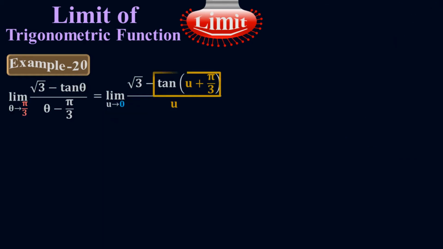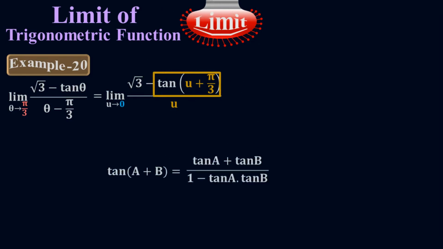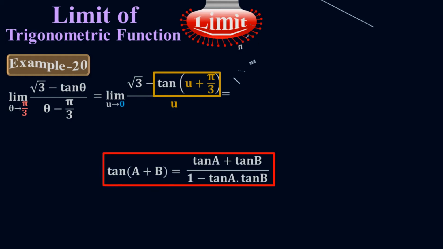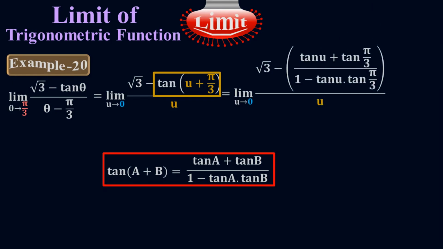When you look at tangent of u plus pi over 3, can I apply this formula? Tangent of a plus b equals tangent a plus tangent b over 1 minus tangent a times tangent b. Just apply this formula here to have limit of square root of 3 minus tangent u plus tangent pi over 3, over 1 minus tangent u times tangent pi over 3, all over u, where u approaches 0.